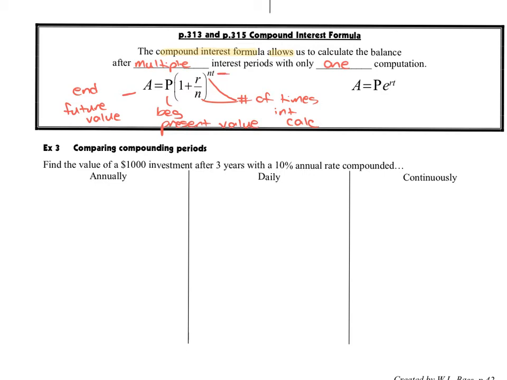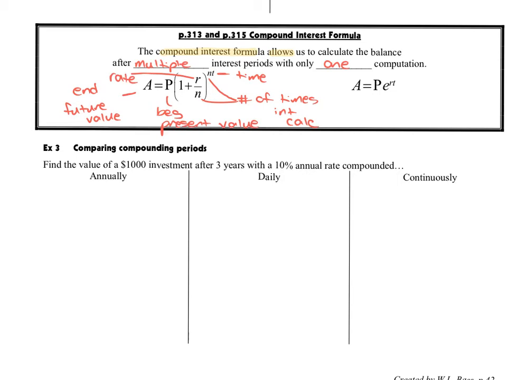Our T is the amount of time, so how long we have to wait. So are we going to wait 2 years or 3 years, or are we going to wait 4 days? If we did 4 days, we'd have to do 4 out of 365. So this is our time. And the R, just as we would expect, is our rate. That, of course, has to be converted to a decimal.